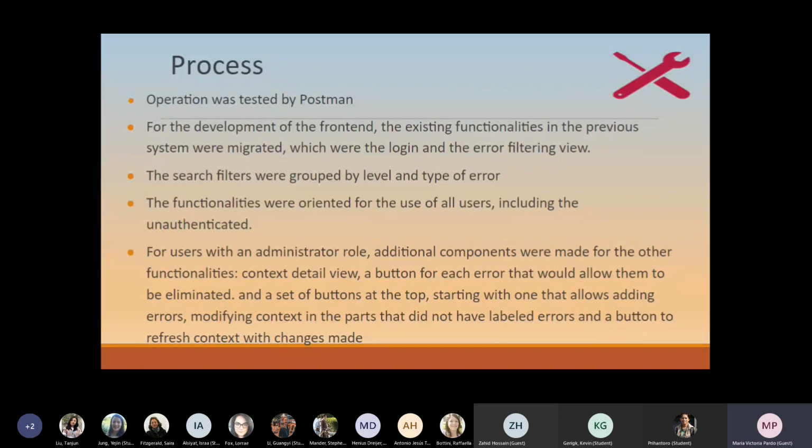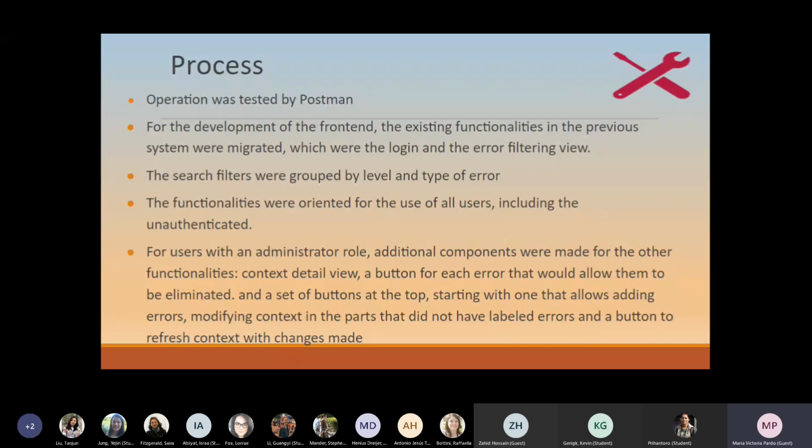Parallel to this process of the app, we tested the operation through Postman, which is a desktop application that allows requests to web services. For the development of the front end, we migrated the existing functionality. Those were the login and the error filtering view. The search filters were grouped by label and type of error, so that's why you can find them that way. All these functionalities were oriented to the use of all users, including an authenticated one.